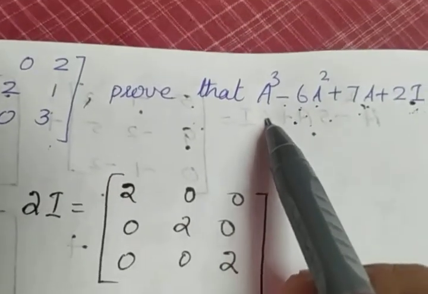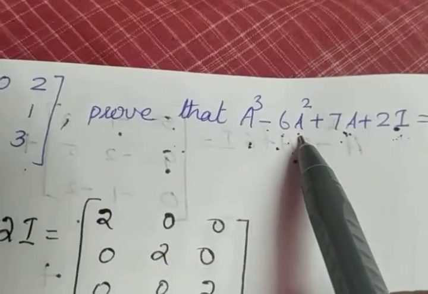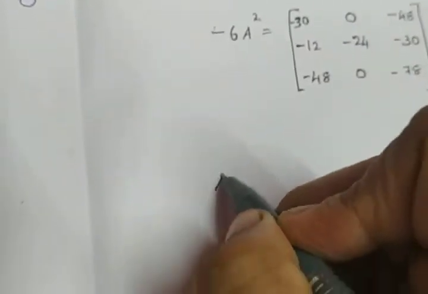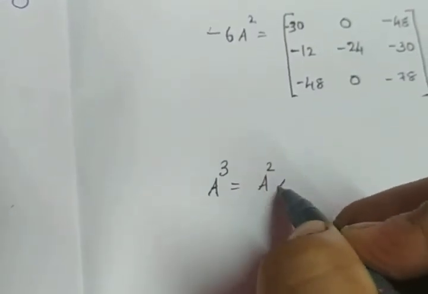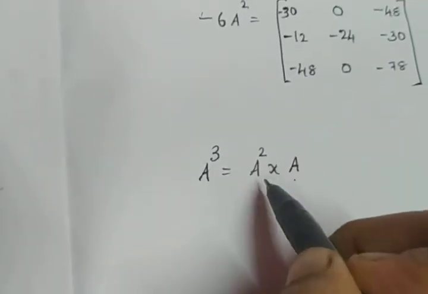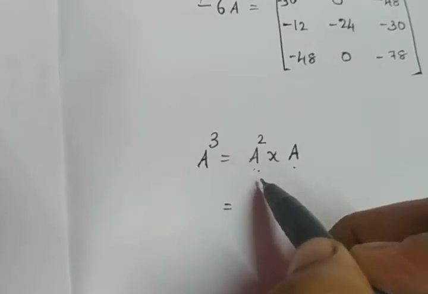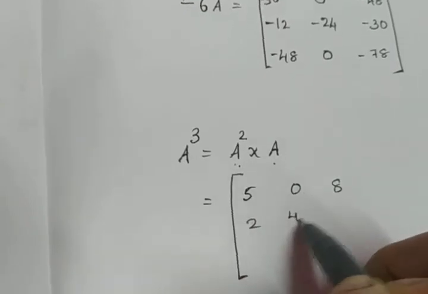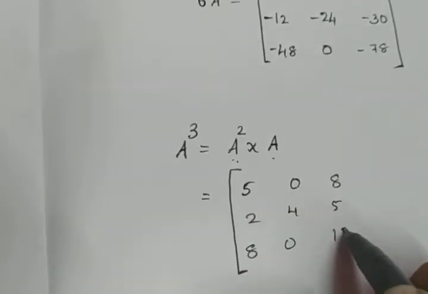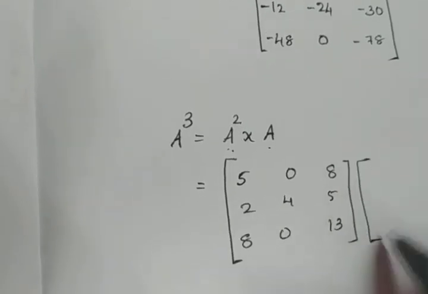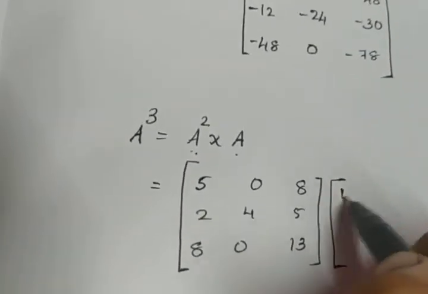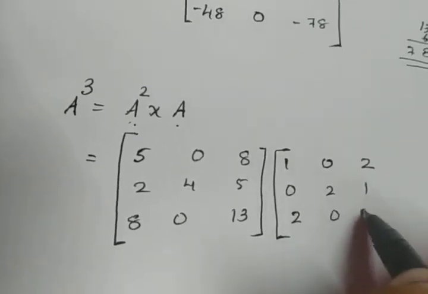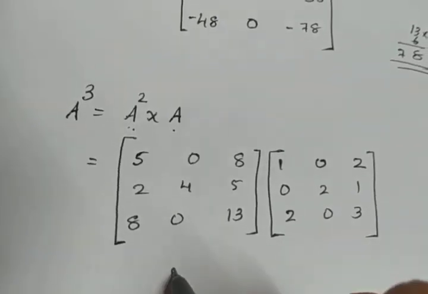It is A cube. This is the next integral power of A. A square, how did we calculate? A into A. To calculate A cube, what we have to do is A cube is equal to A square into A. Just multiply the matrix A with A square. We already calculated A square, isn't it? A square I will write again: 5, 0, 8, 2, 4, 5 and 8, 0, 13. This is A square into again the matrix A. What was A? From the question, 1, 0, 2, 0, 2, 1 and 2, 0, 3. Just multiply these two matrices to get A cube.